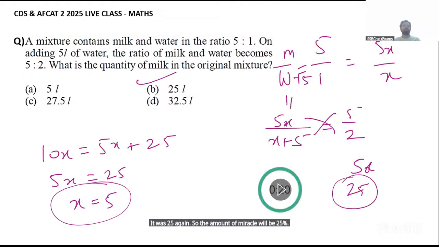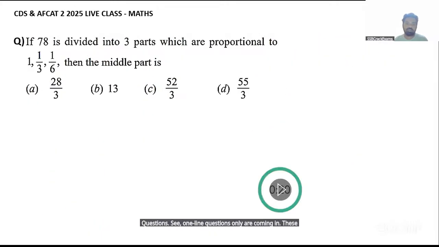So see, one-line questions only are coming in. These questions are all asked somehow in the exam. Okay.